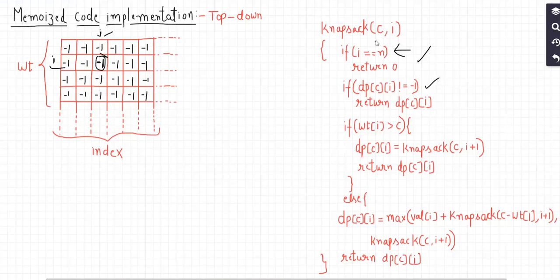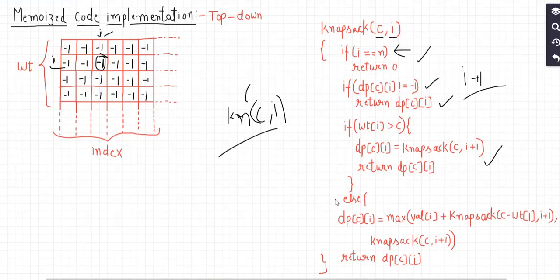If the result at that particular capacity and index is not -1, that means I have already computed results for this function knapsack for that capacity. For that capacity C and I, it has been called once. Then I return that result which I have memoized here. Otherwise, if the capacity of the knapsack is less than the weight of the current item we are standing at, then we do not take that item into the knapsack. Rather, we call the function again onto the next index here.